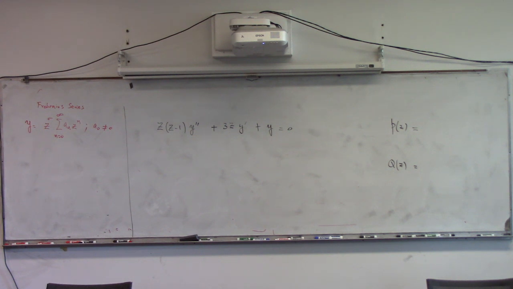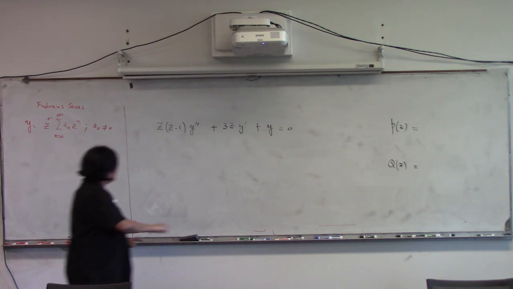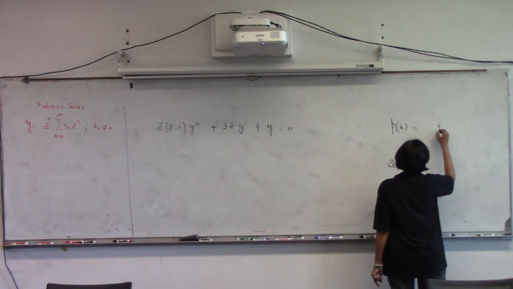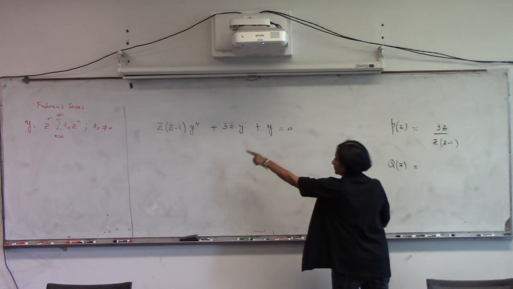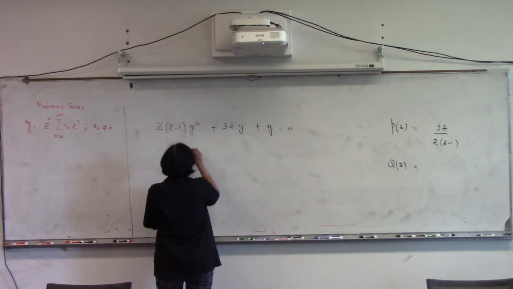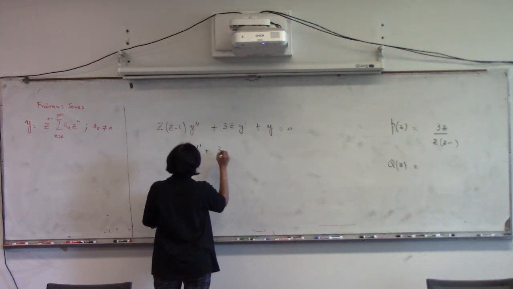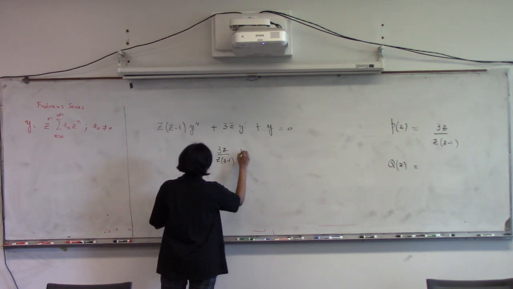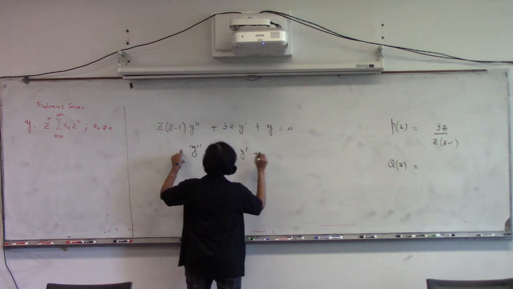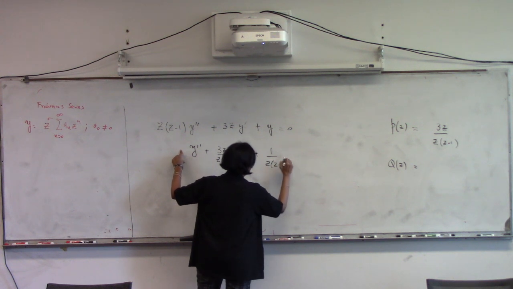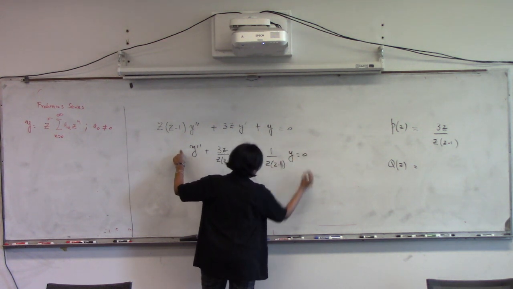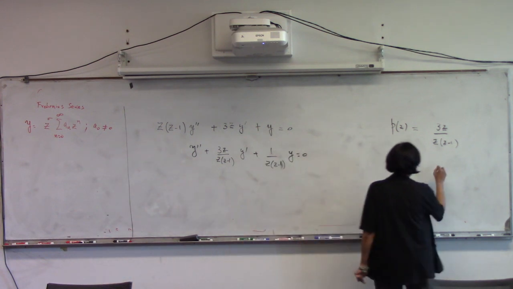So what is P of Z? 3 by Z, I mean, we can cancel that. Let me write down first. Okay, so that is my Z, because we want to bring it in this form, right? So the coefficient of the second derivative is 1, right? That's what we have to do. So that way I know what is happening to this.